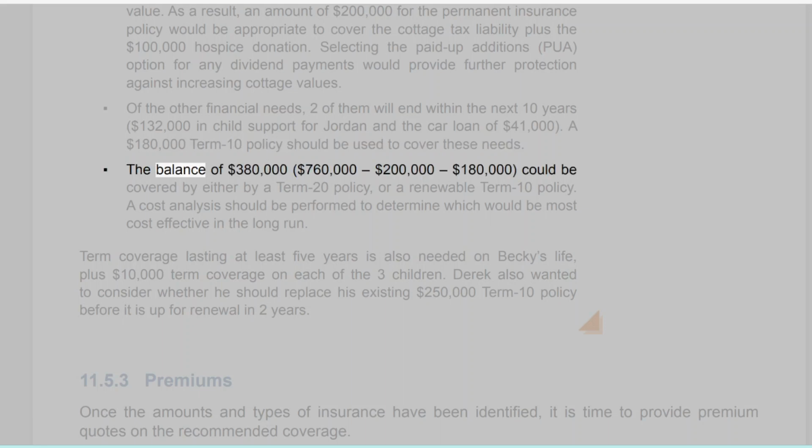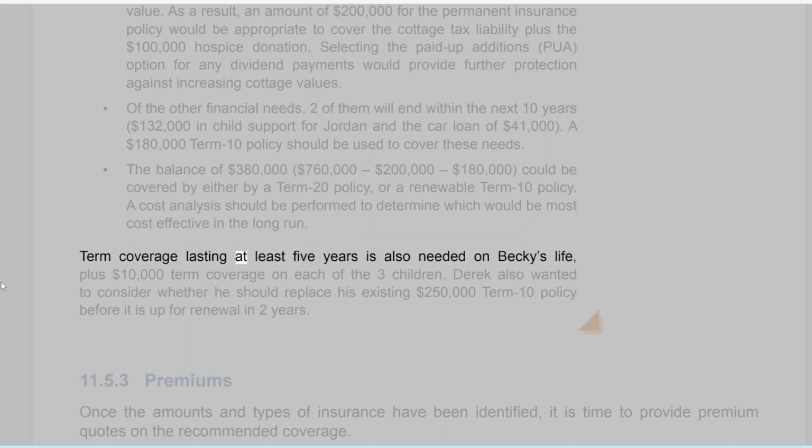The balance of $380,000 ($760,000 minus $200,000 minus $180,000) could be covered by either a term 20 policy or a renewable term 10 policy. A cost analysis should be performed to determine which would be most cost-effective in the long run.